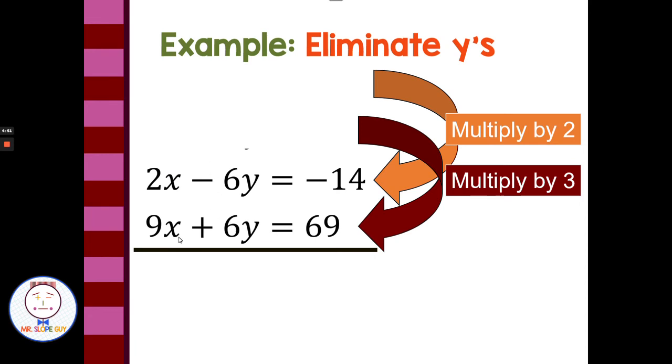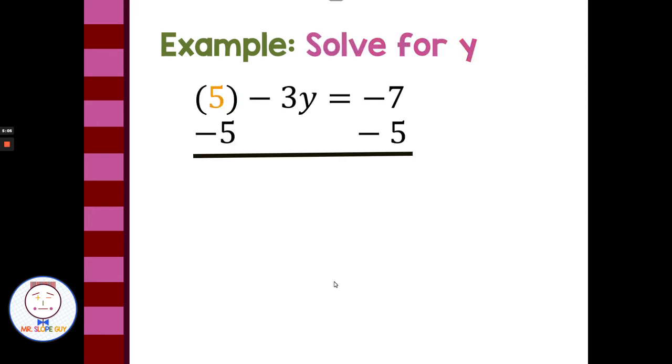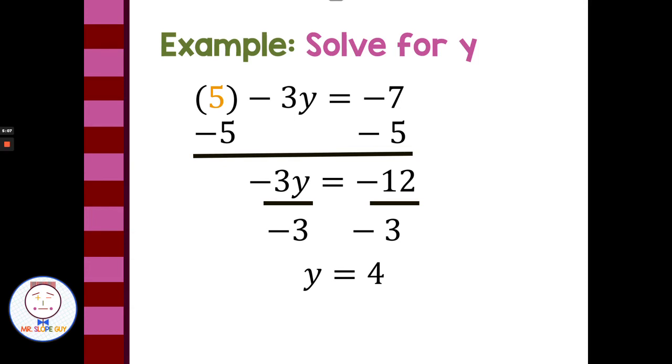2x plus 9x is 11x. Negative 14 plus 69 is 55. Solve for x, divide both sides by 11. X is 5. And then once we have x is 5, the steps are the same as we did with the substitution method. We can go through, substitute back in, and get our y of 4, writing the ordered pair 5, 4.